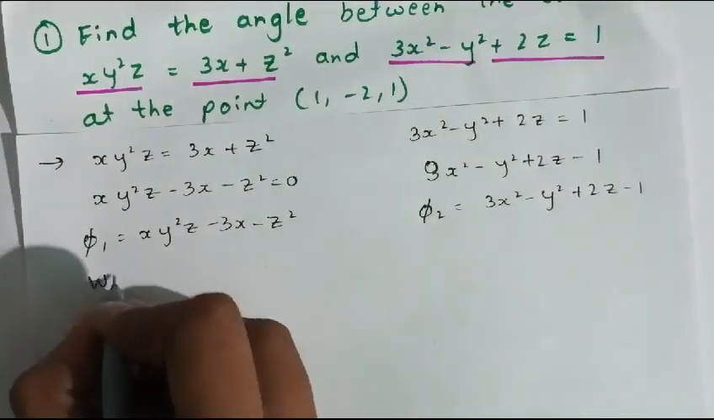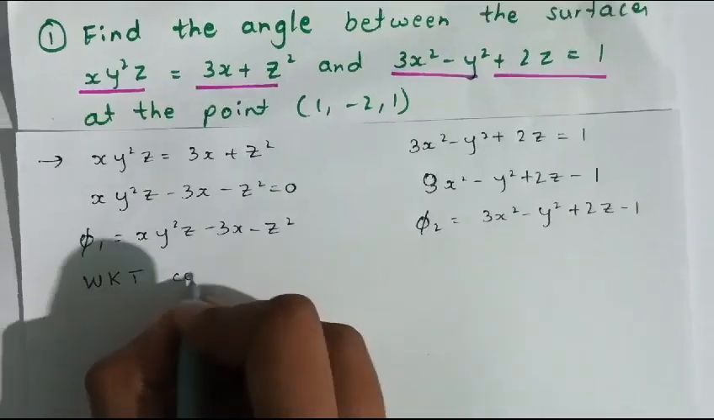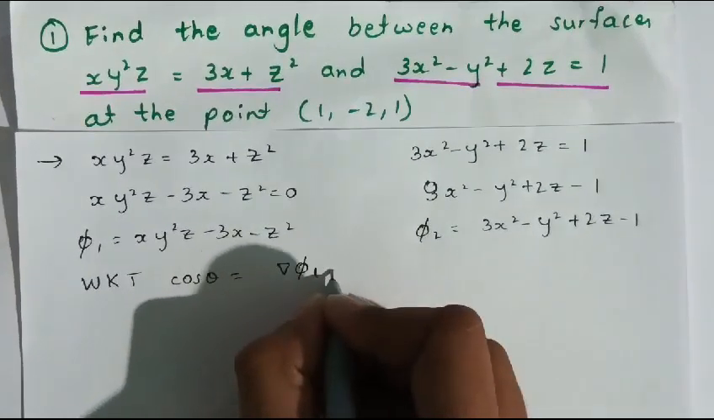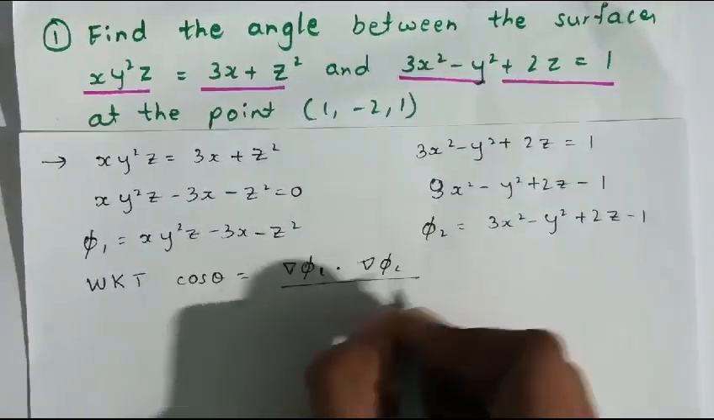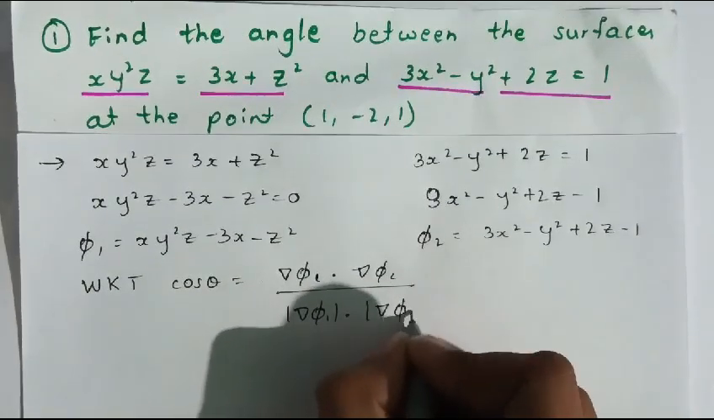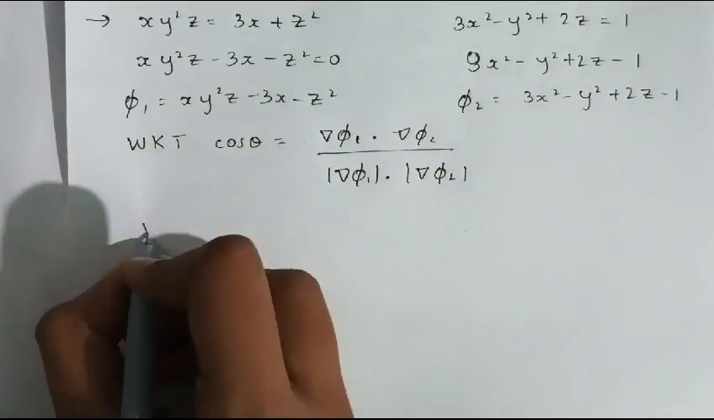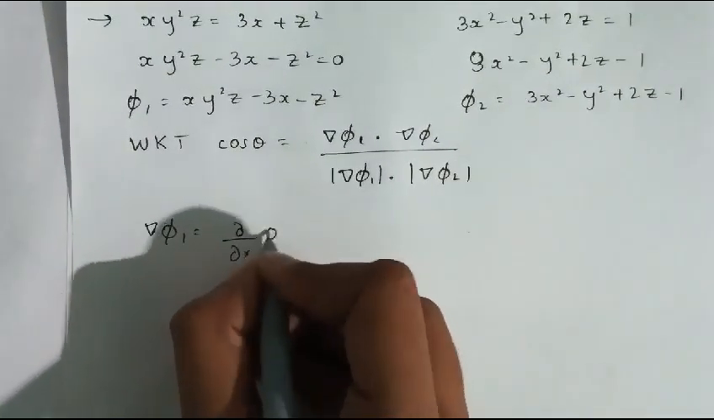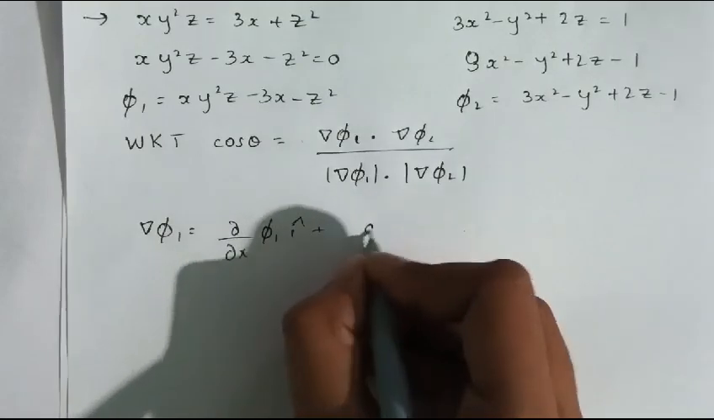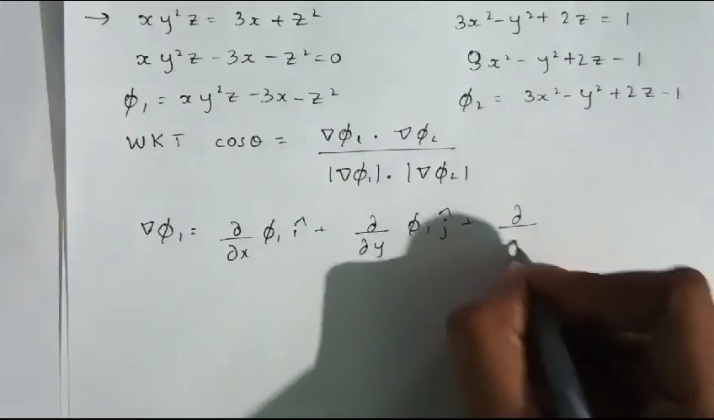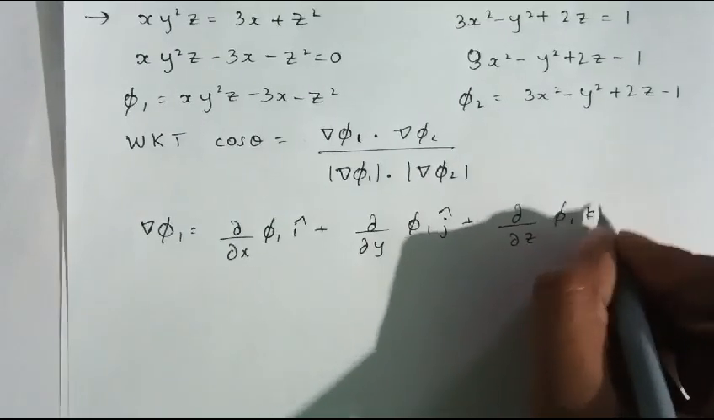We know that to find the angle between the surfaces, the formula is cos theta is equal to del phi 1 dot product with del phi 2 divided by magnitude of del phi 1 into magnitude of del phi 2. To find del phi 1, we know that it is dou by dou x of phi 1 i cap plus dou by dou y of phi 1 j cap plus dou by dou z of phi 1 k cap.